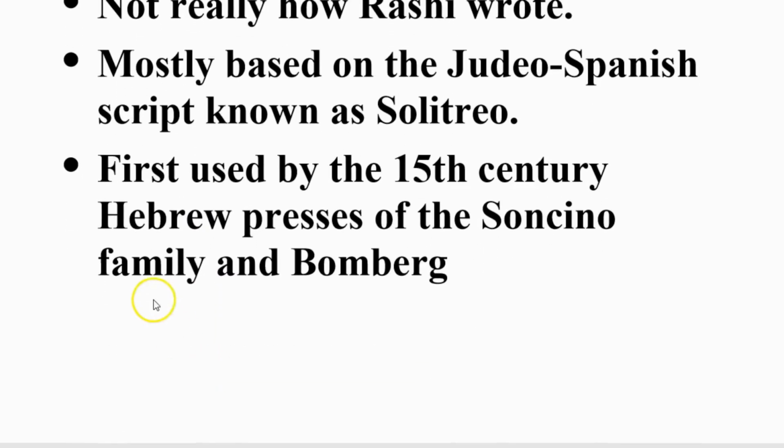Okay, again, the so-called Rashi script was first used in the 15th century, primarily by the Hebrew presses of the Soncino family in Soncino, printing the famous Soncino Talmud. And Soncino was the first printer of the famous rabbinic Bible, the Mikraot Gedolot. That's a Bible that has a text on the top of the page, and then presents numerous commentaries in different blocks of text either surrounding or at the bottom of the page.